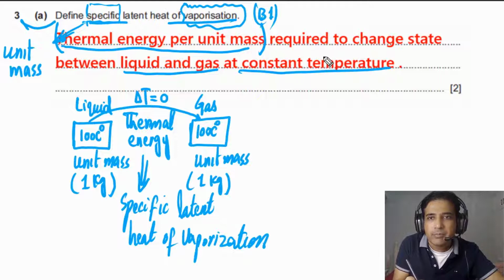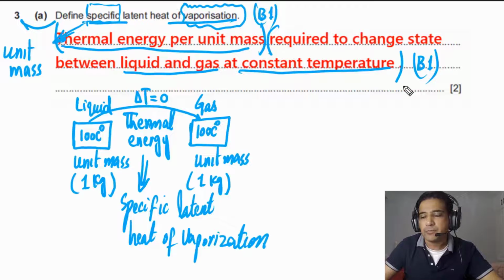And the second B mark you will get if you have written required to change state between liquid and gas at constant temperature. You will get the second B mark. So this is how marks will be awarded.